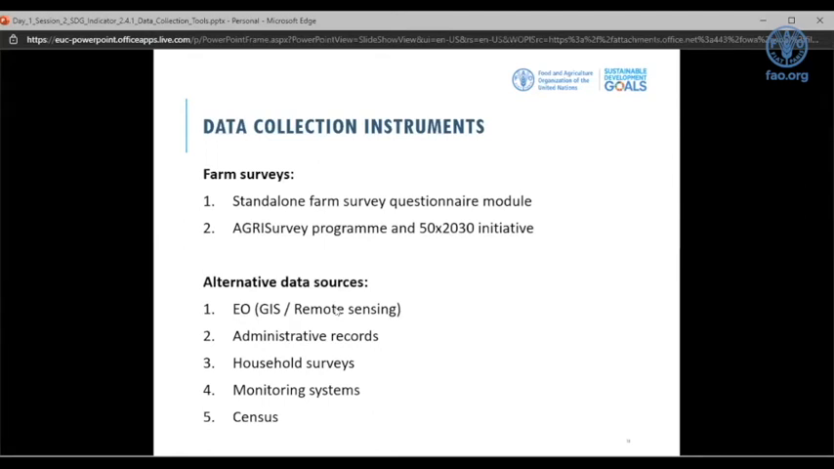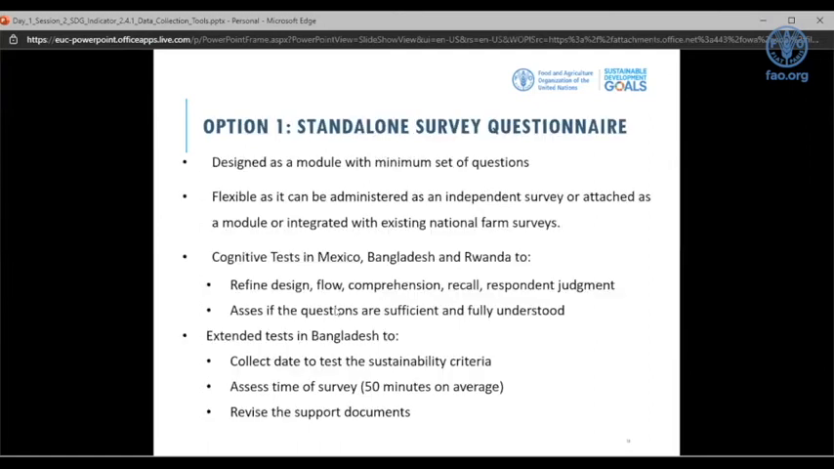And alternative data sources, as I mentioned earlier, include a variety of different sources, which include earth observation or remote sensing, administrative records, household surveys, monitoring systems, agriculture censuses, other ad hoc studies, etc. So as mentioned earlier, the standalone survey module questionnaire is designed as a module with a minimum set of questions. It is flexible. It can be administered as an independent survey or attached as a module or integrated within existing national farm surveys.